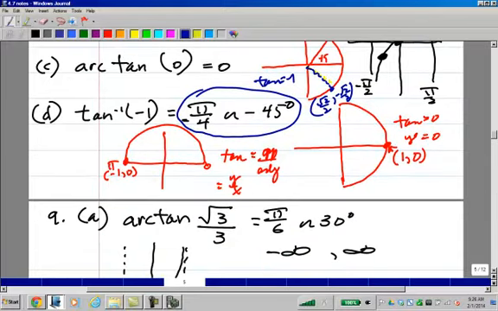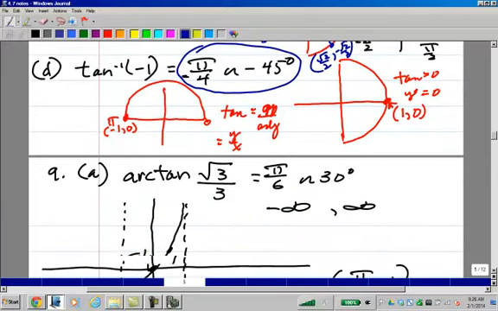Moving on. Okay, are we doing number 9? I guess we're doing number 9. 9a, arctan of root 3 over 3. Okay, now, this is one of the things you want to remember. The reference angle of 30 degrees has a tangent of root 3 over 3.